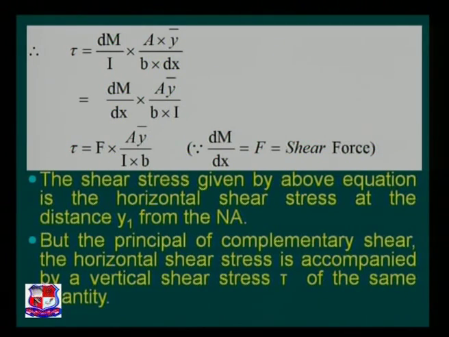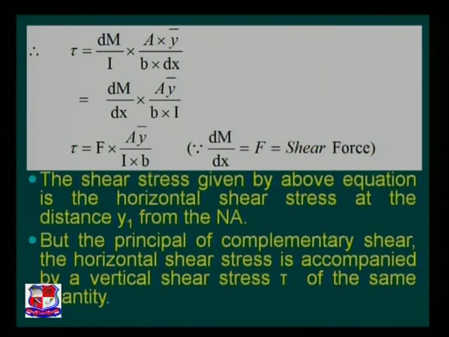So we achieve an equation tau is equal to F A y bar by I b, where F is the shear force at that particular section, while A is the cross sectional area, y bar is the distance between the CG of that particular area and the neutral axis, I is the moment of inertia, and B is the base width for that particular cross section.